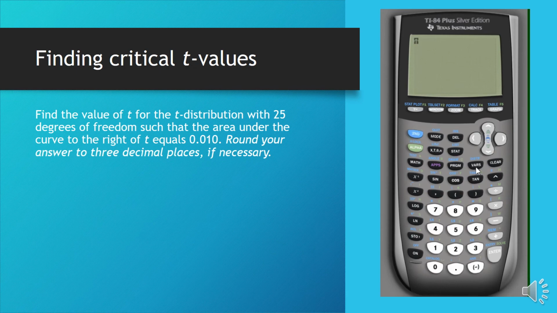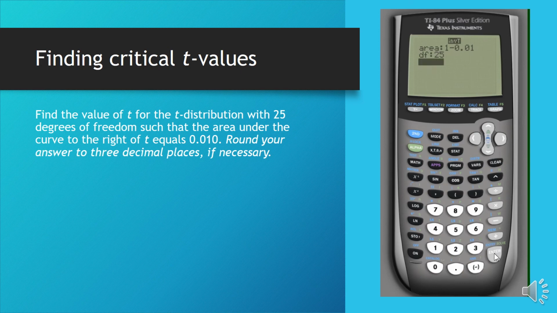Let's look at an example where we find a critical T value using the calculator. The question says, find the value of T for the T distribution with 25 degrees of freedom such that the area under the curve to the right of T equals 0.010. Round your answer to 3 decimal places if necessary.